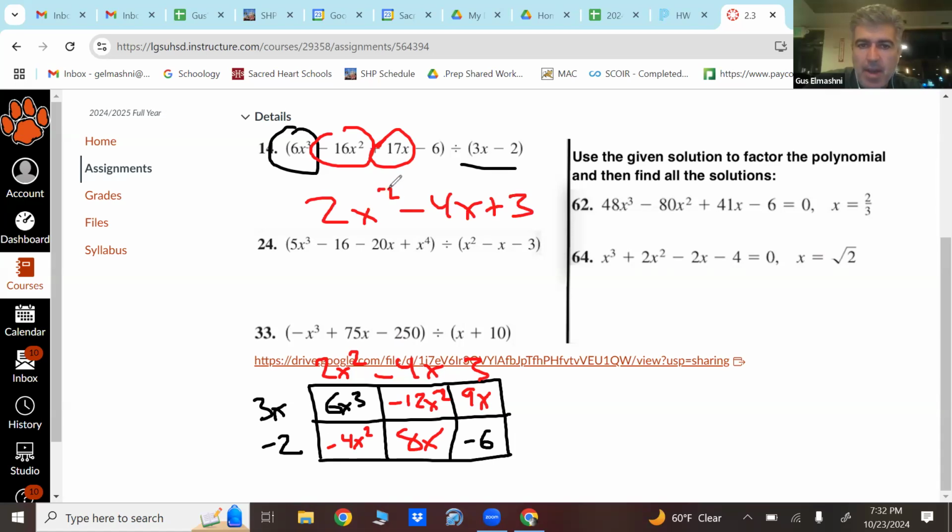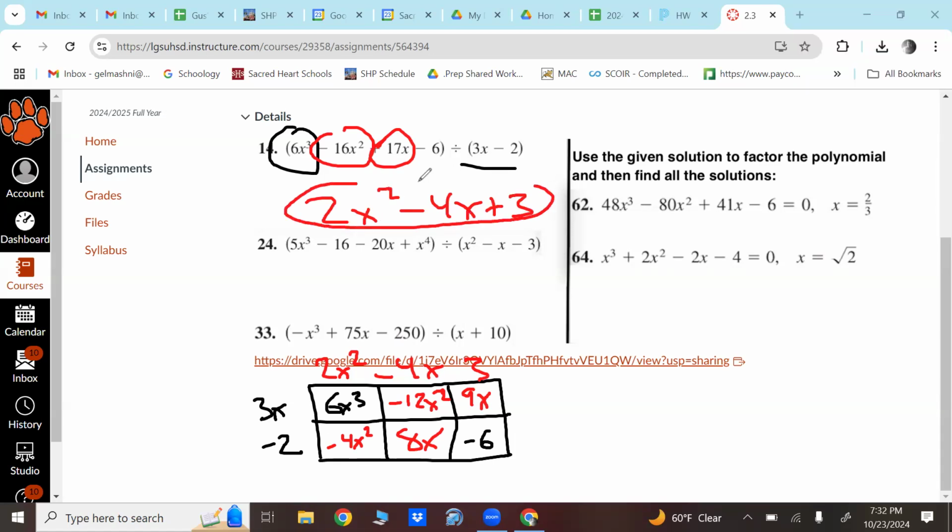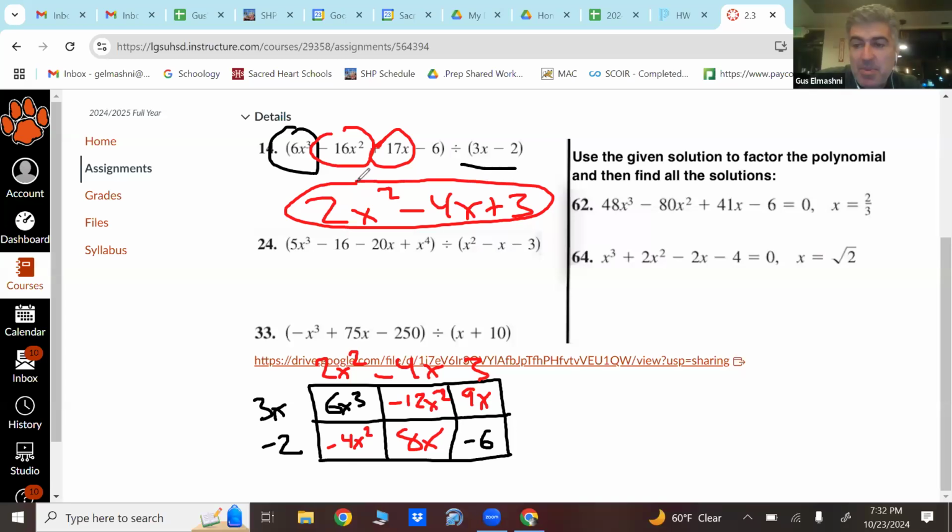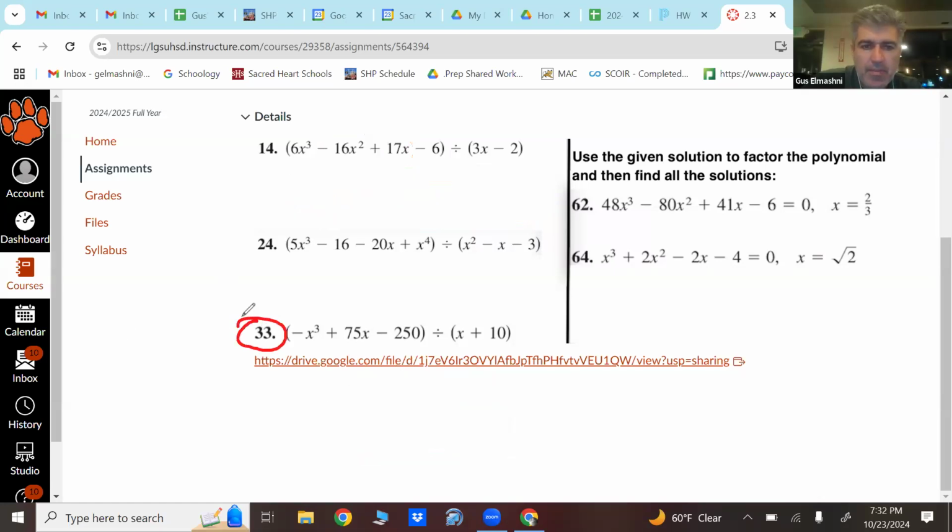So it's kind of a cleaner process compared to long division. If you want to try it, it's up to you. Where it does get a little funky is when there's a remainder. So you have to approach it a little differently, but it's something you can do instead of long division if you so desire. Let me show it to you again for number 33.